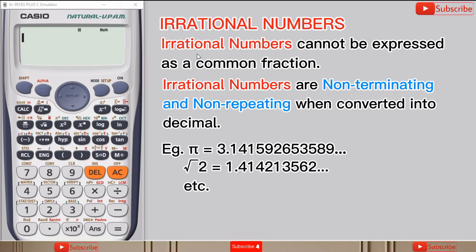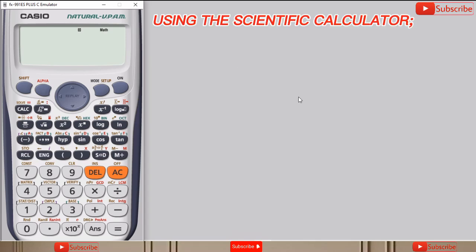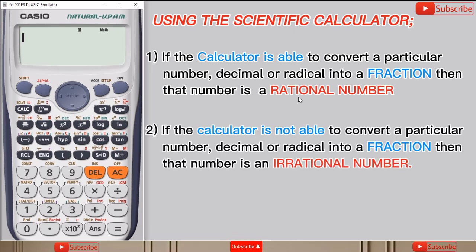I hope you have gotten a fair idea of what rational and irrational numbers are. So let us move on to how to use the scientific calculator. We know that rational numbers are numbers that can be expressed as a fraction. So the idea here is that if the calculator is able to convert a particular number into a fraction, then that number is a rational number. We also know that irrational numbers cannot be expressed in the form of a fraction. So if the calculator is unable to convert a particular number into a fraction, then we can conclude that that particular number is an irrational number.